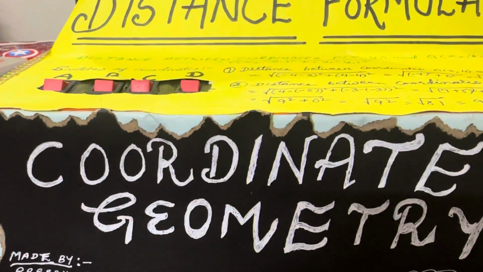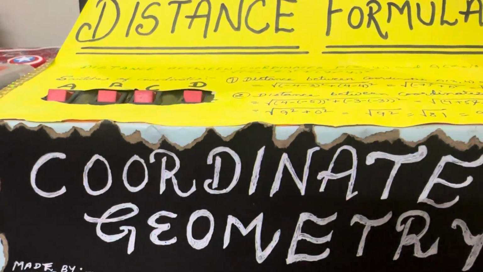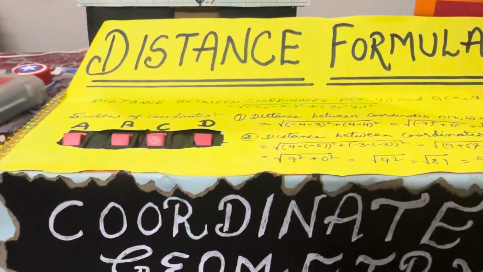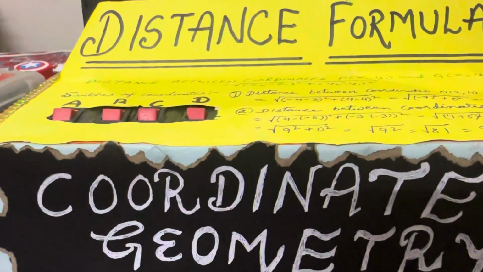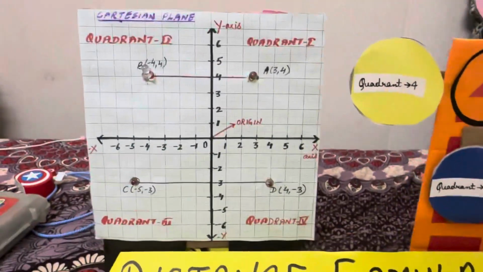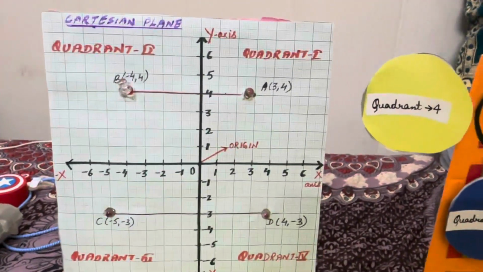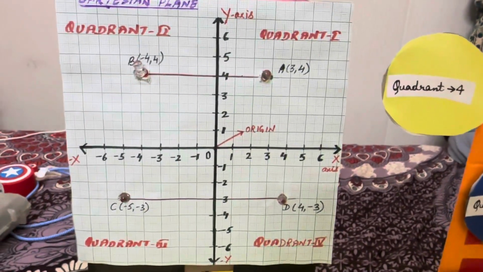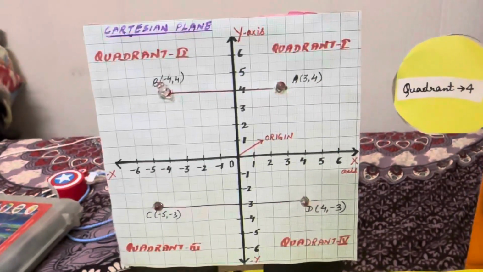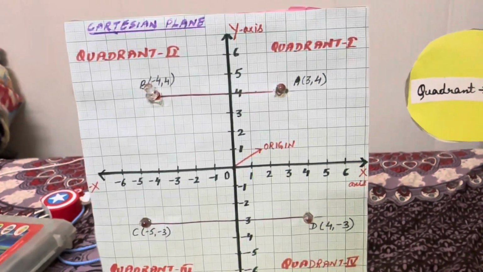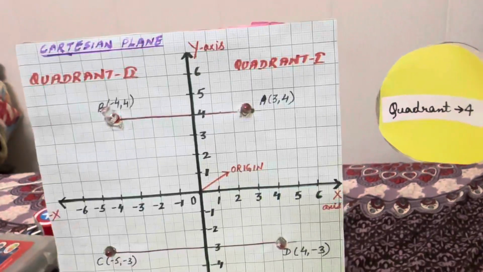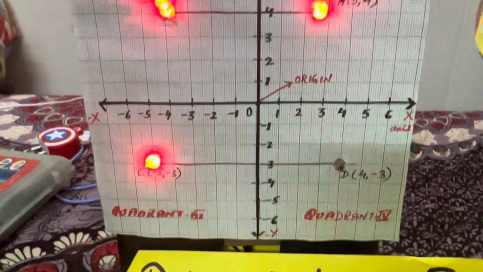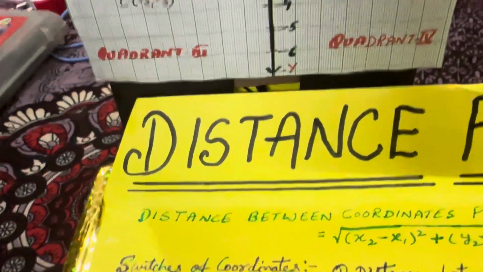Hello my dear students, this is the model of coordinate geometry and its subtopic is distance formula. So let's see how we have made this model. In this we have shown a Cartesian plane which is divided into 4 quadrants, that is quadrant 1st, 2nd, 3rd and 4th, in which you can see there are 4 coordinates which we have named as A, B, C and D. We have joined these coordinates to 4 switches.